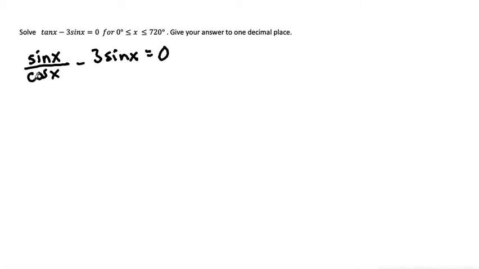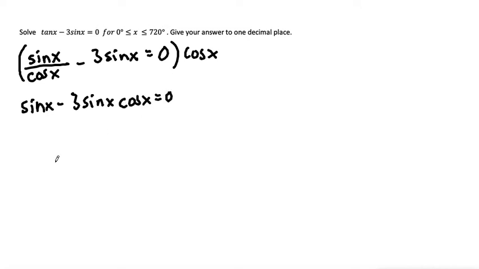Now I want to get this cos x out of the denominator, so I can multiply everything by cos x, and that gives me sine x minus 3 sine x cos x is equal to 0. From here, I want to factor out my sine, because I want to factor this so I don't get rid of any of my solutions. So that leaves me with sine x times 1 minus 3 cos x is equal to 0.